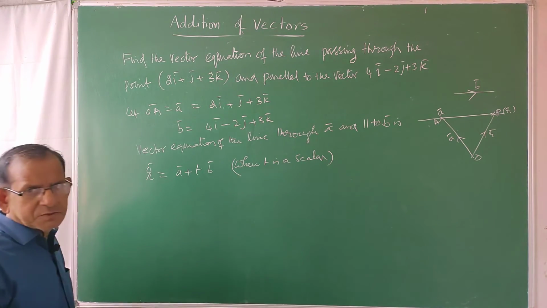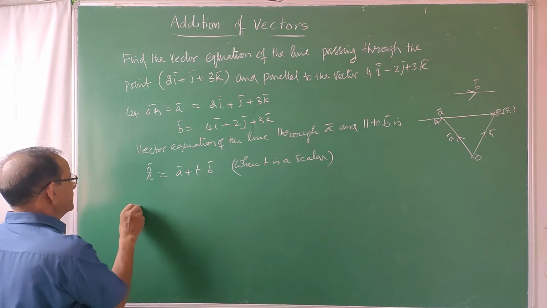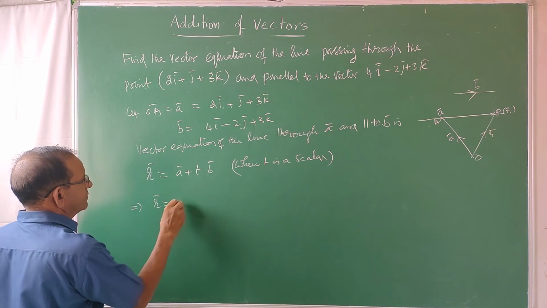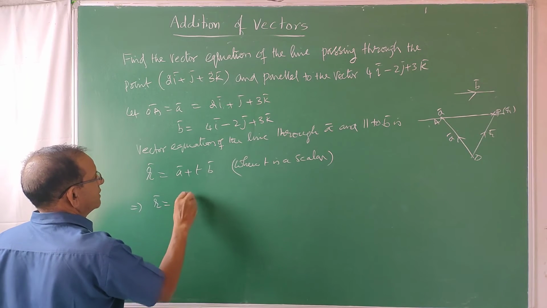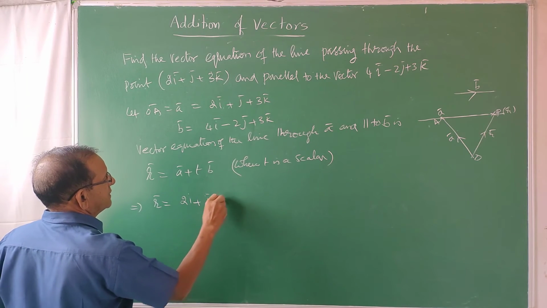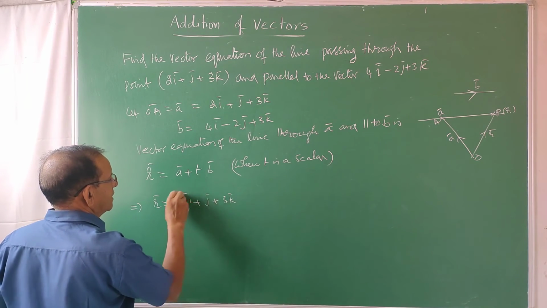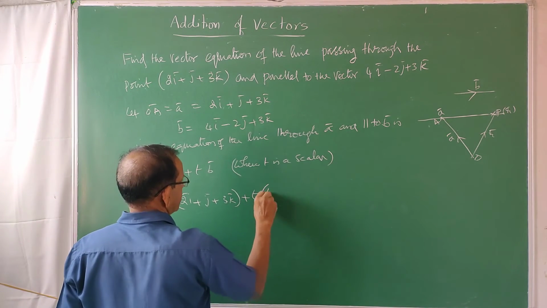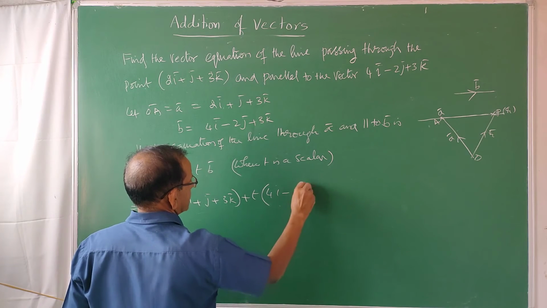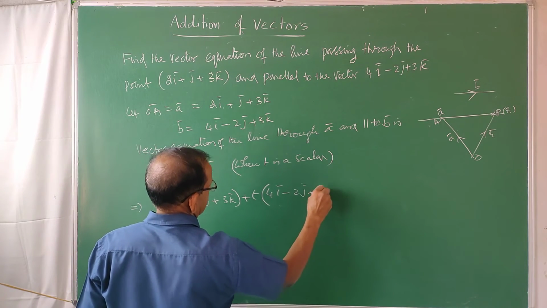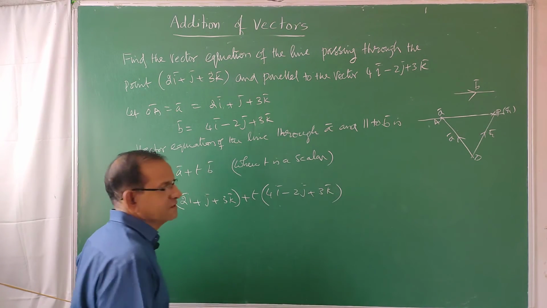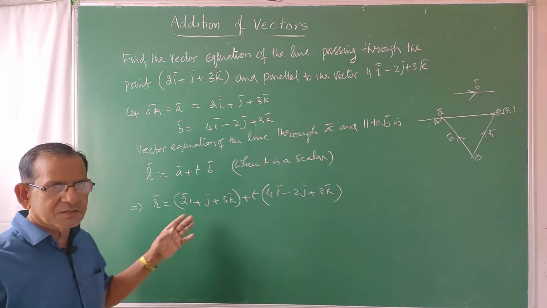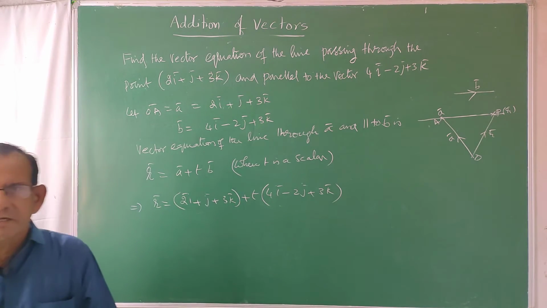Now, substitute the values of a bar and b bar. That implies r bar is equal to a bar, that is 2i plus j plus 3k, plus t into b bar value, 4i minus 2j plus 3k. So, this is the vector equation of the line passing through this point and parallel to this vector.